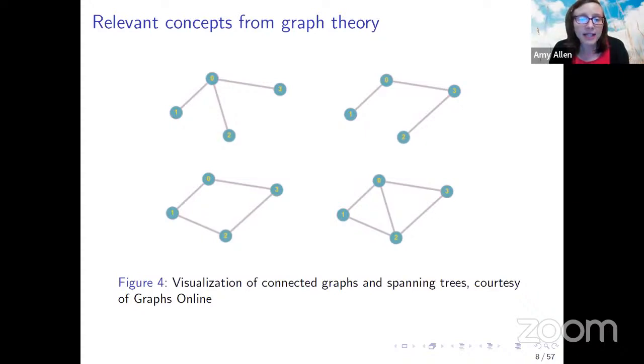And subsets of connected graphs include those known as spanning trees, or graphs in which there exists exactly one path, and no more than that, connecting each pair of nodes in the network. And in this figure, all 4 of these graphs are connected graphs, and only the top 2 are spanning trees.